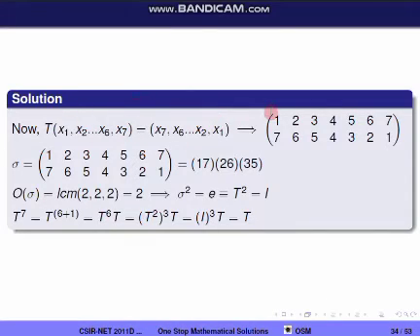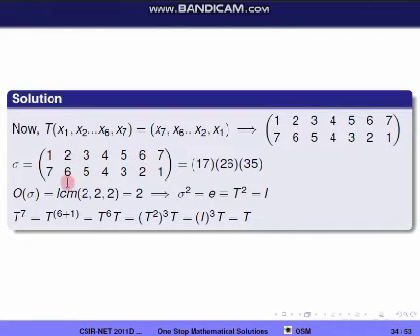That is, 1 is mapped to 7, 2 is mapped to 6, 3 is mapped to 5, 4 is mapped to 4, 5 is mapped to 3, 6 is mapped to 2, 7 is mapped to 1. So I am taking this permutation as sigma. Now I am writing it as a product of disjoint cycles, that is 1 is mapped to 7, 7 is mapped to 1, first cycle closed.